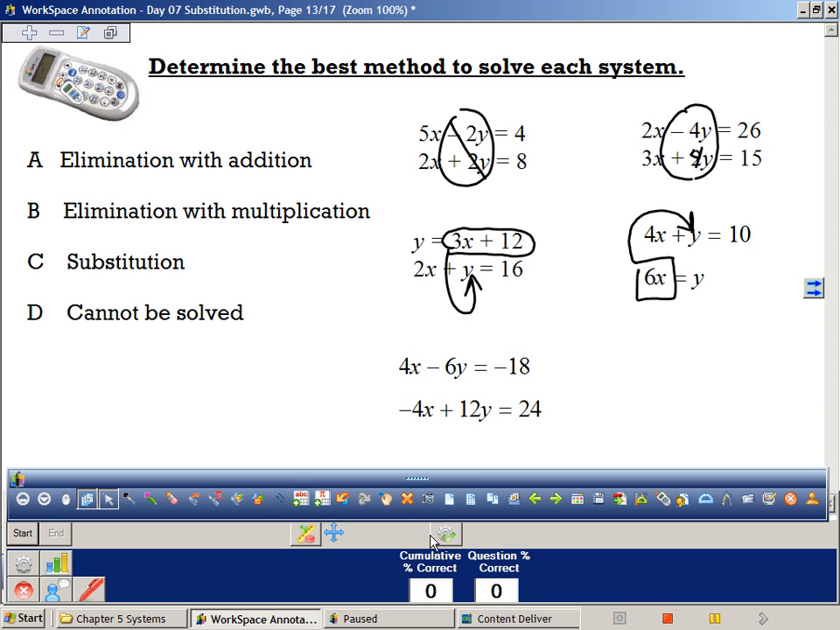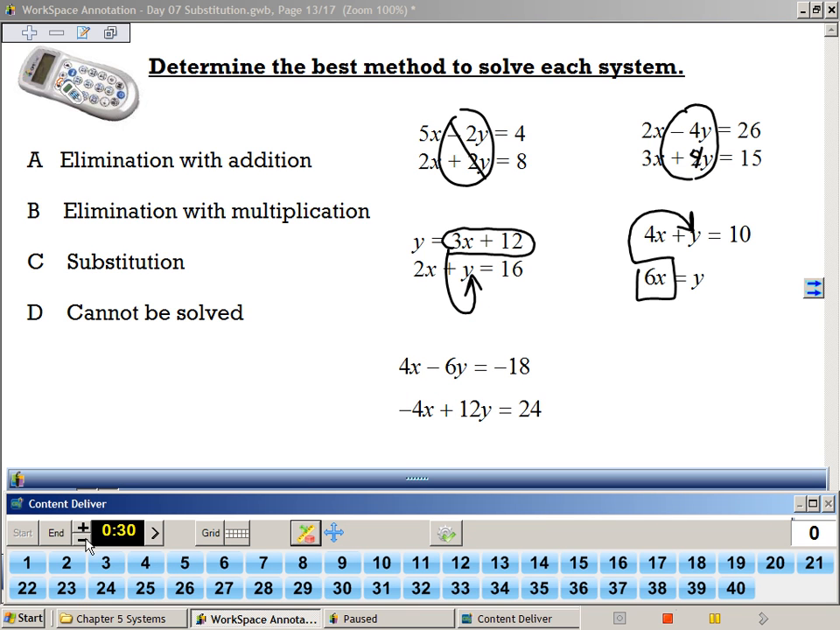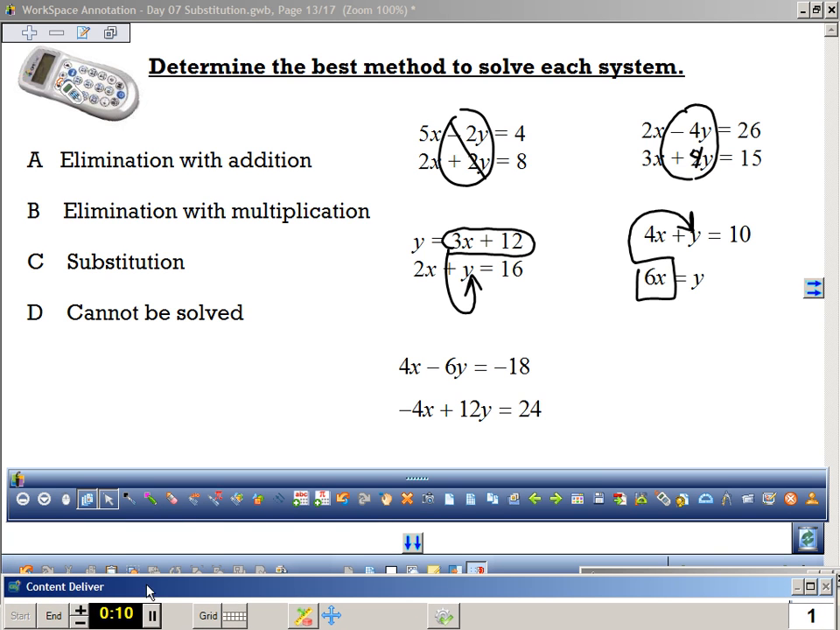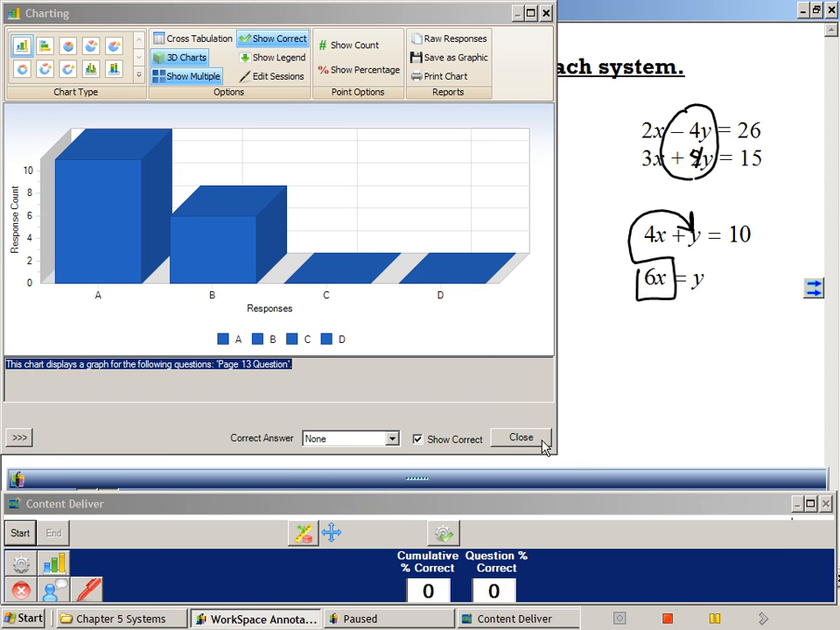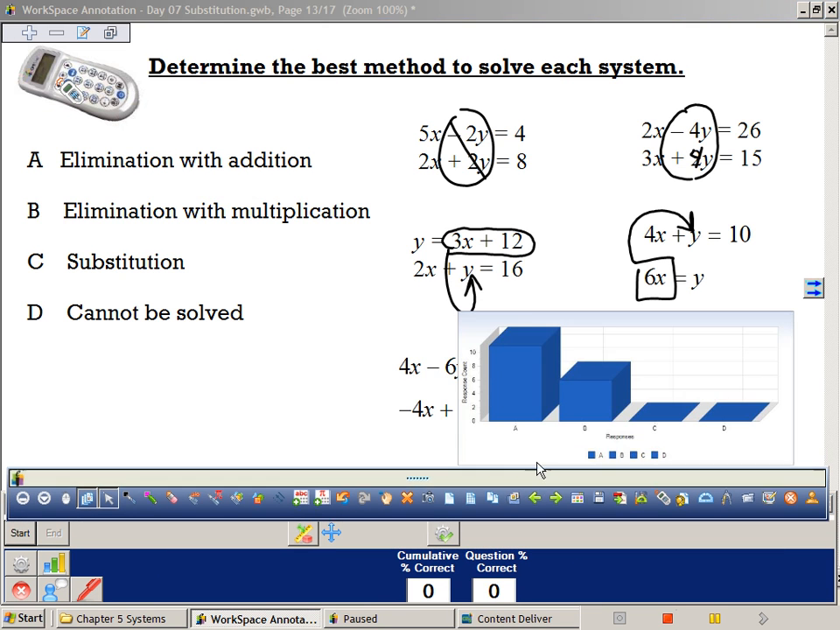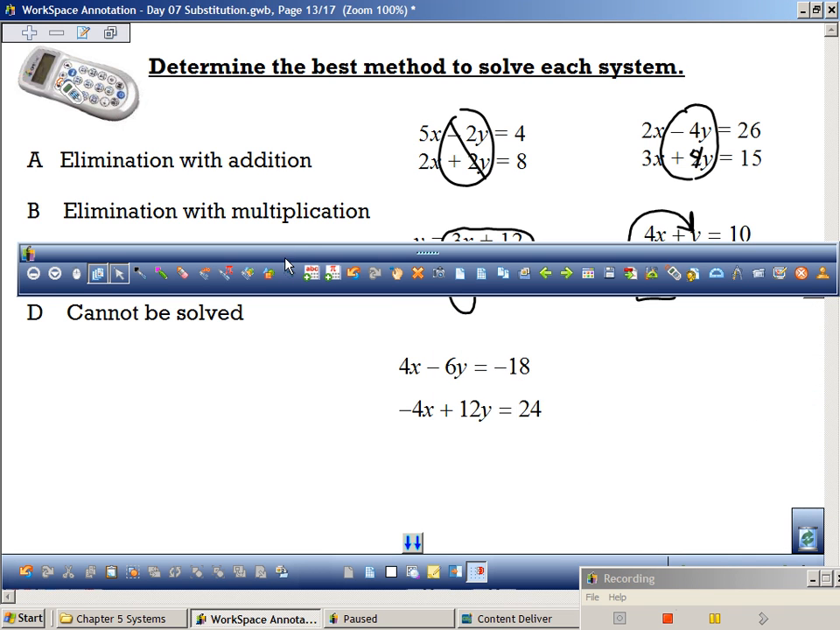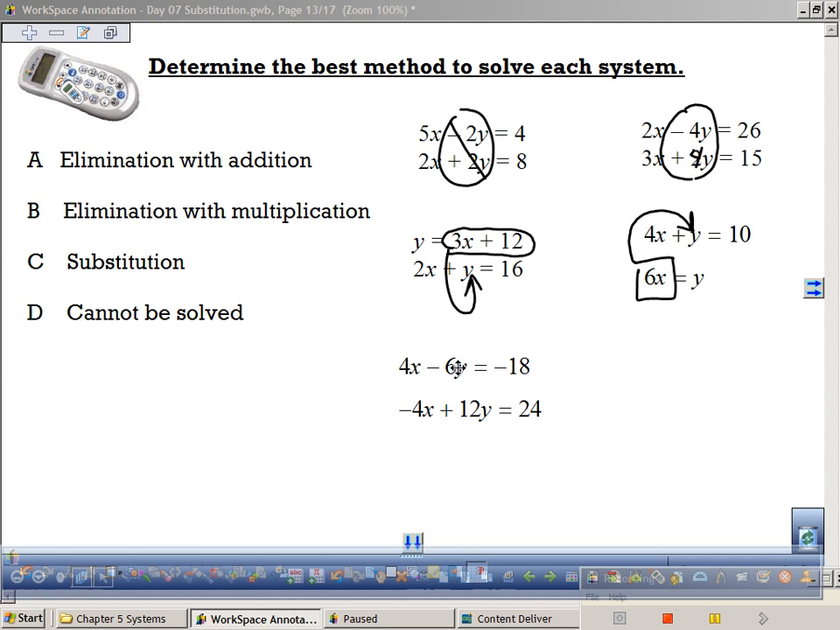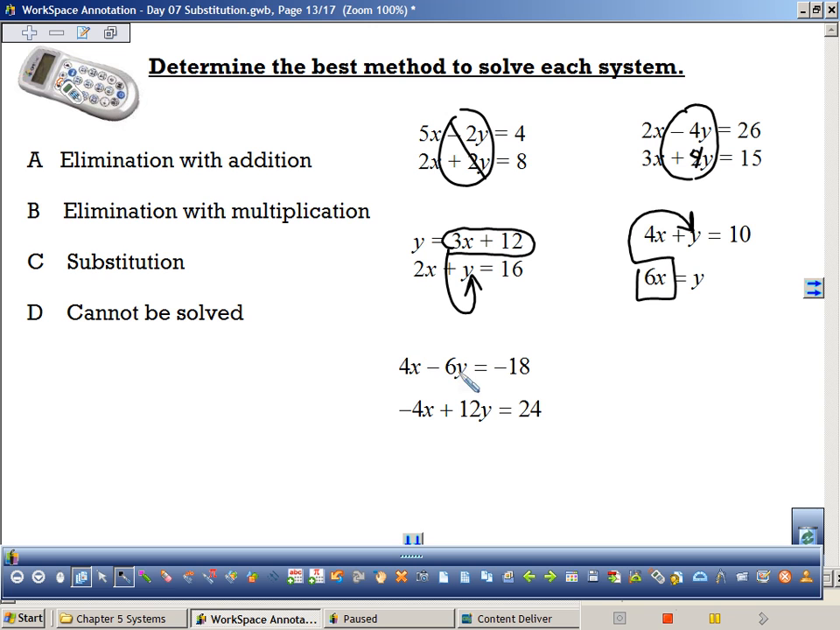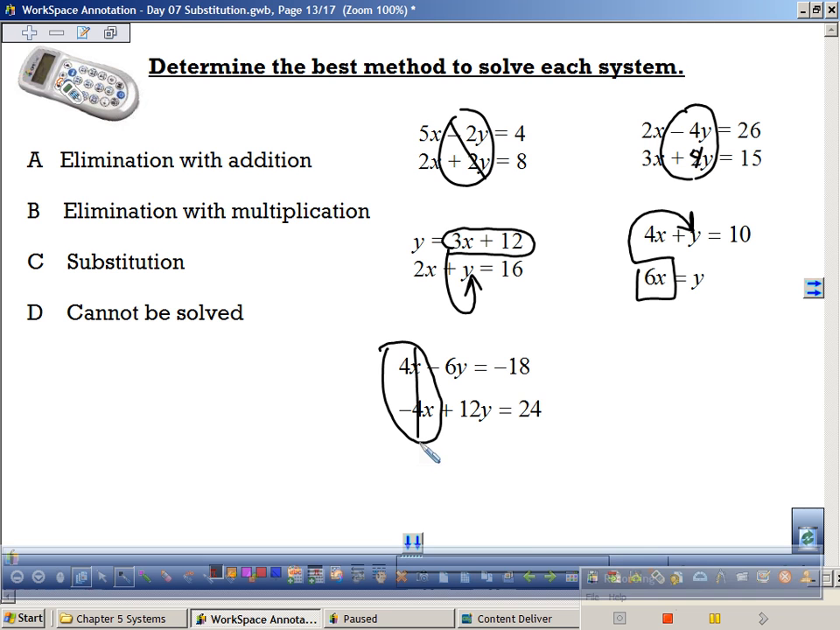Last one. 10 seconds. Some say A, some say B. I'm curious, why B? Who put B? You could multiply the top one by 2, but why would you need to when you just got this right here? Good job. But you could have, right? You would have got the same answer.